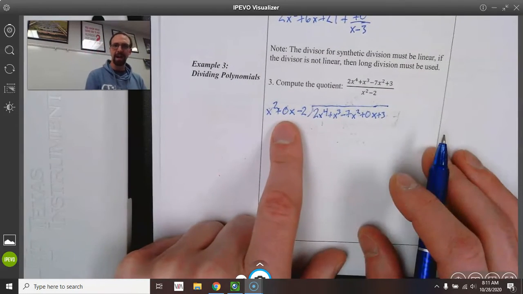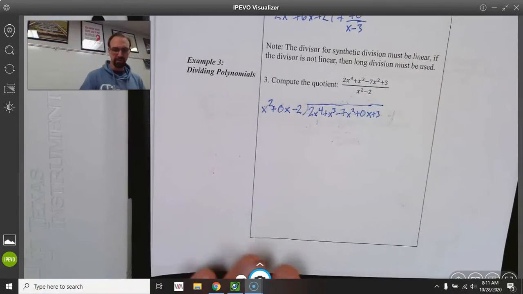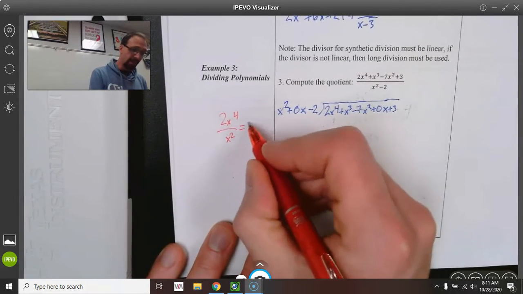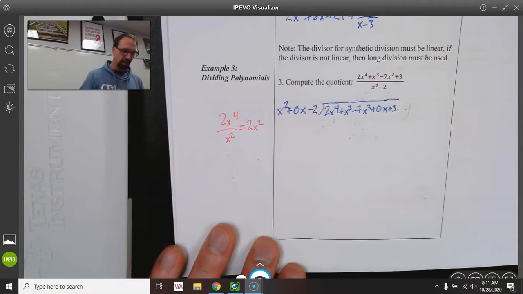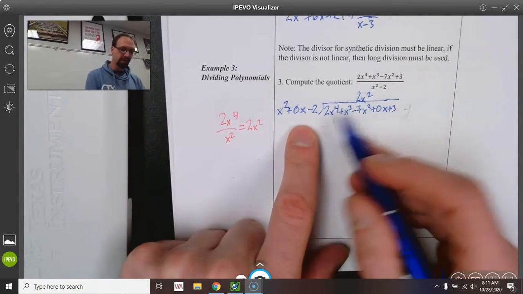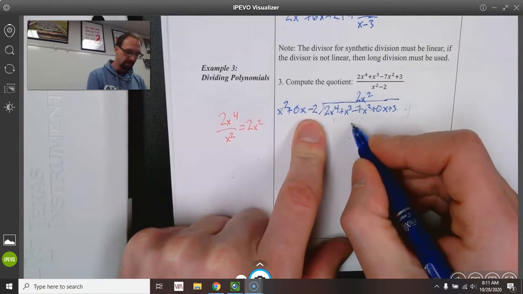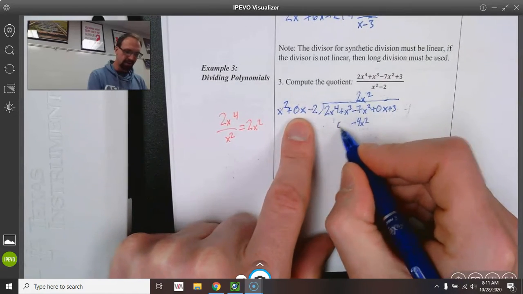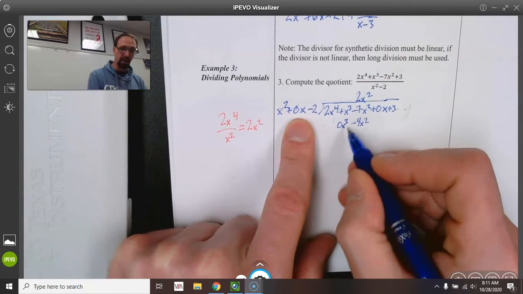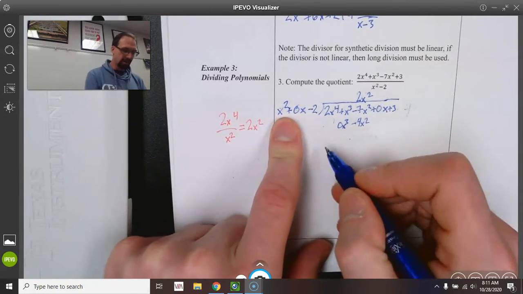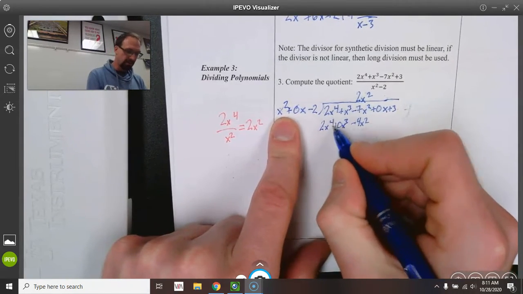As I go through and divide x squared into 2x to the fourth, so 2x to the fourth divided by x squared, I'm left with 2x squared. So 2x squared is going to go here, lined up vertically with the like terms. When I multiply through, 2x squared times negative 2 is minus 4x squared. 2x squared times 0x is going to be a 0x cubed. I'm just going to put that as a placeholder to help me remember that I am doing something with this. And then 2x squared times x squared is 2x to the fourth.